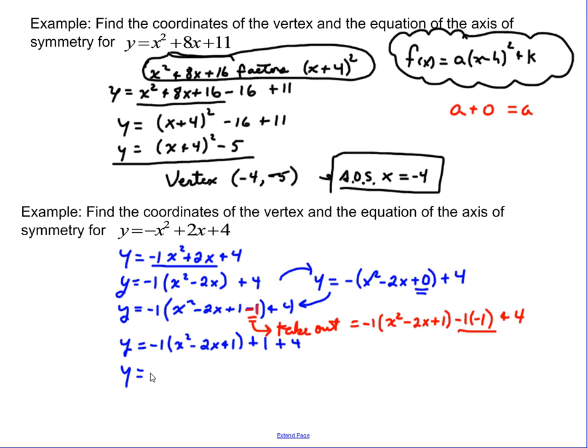What we're going to get is negative 1 times our perfect square trinomial that factors as x minus 1 quantity squared plus 5. So where's that vertex? That's right, (1, 5). We know that the axis of symmetry is going to be x equals 1. And so we're done. That's what we wanted.